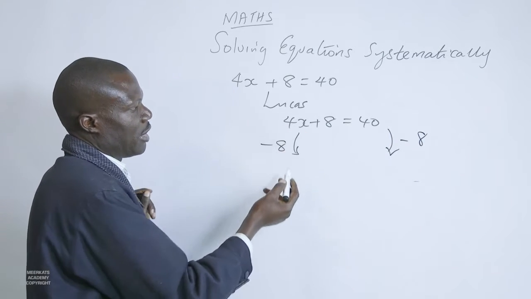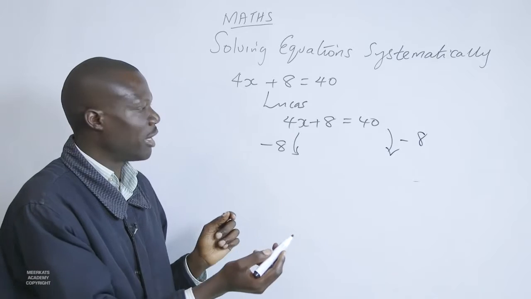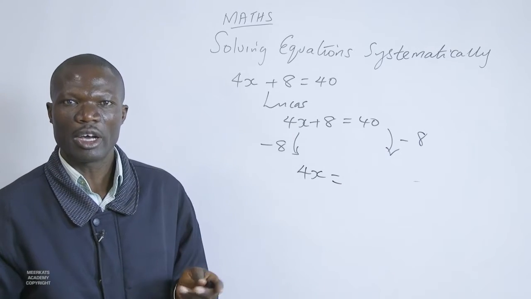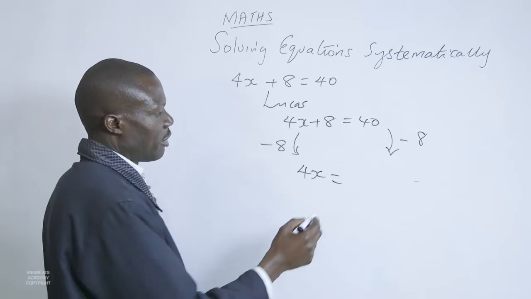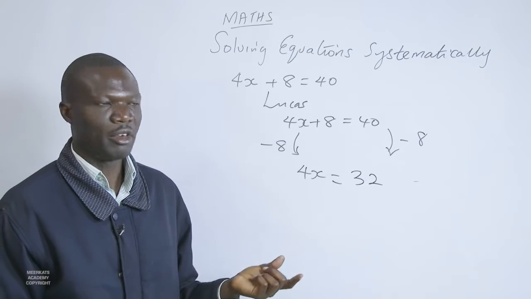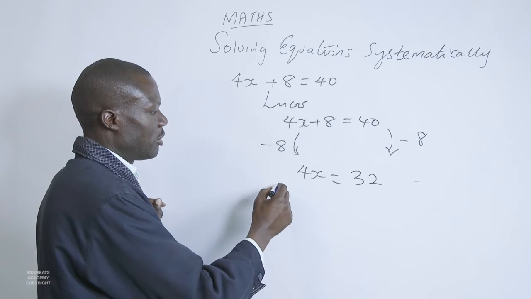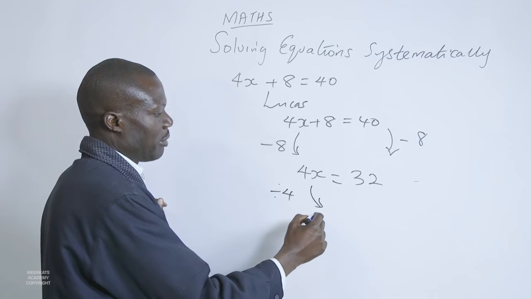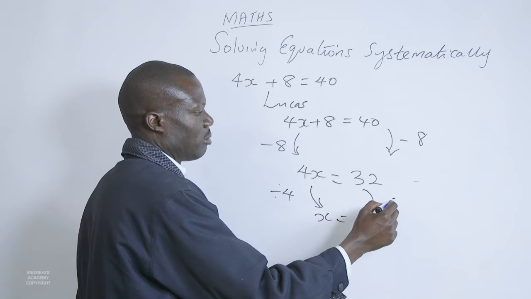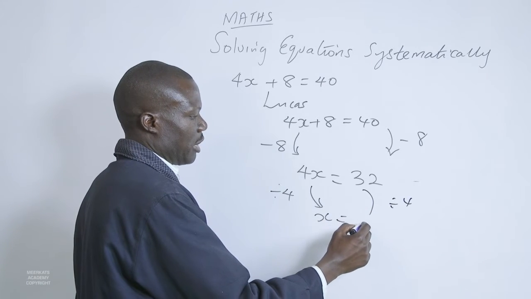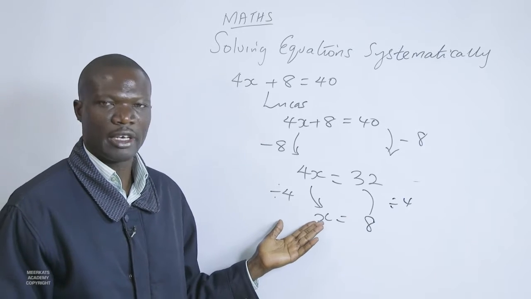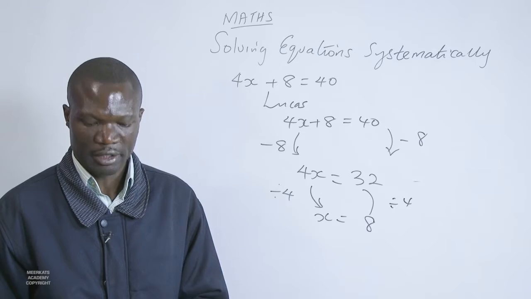When he does that, it is now 4x plus 8 minus 8. You remain with 4x is equal to 40 minus 8, so you remain with 32. Having arrived here, he decides to divide by 4 so that he remains with x on the left-hand side. And on the other side, it divides by 4 to get 8. So in his solution, we have x is equal to 8.